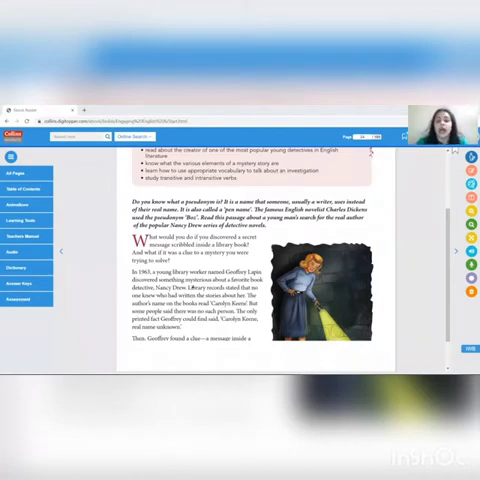Okay, so I repeat, in 1963, a young library worker named Geoffrey Lupin discovered something mysterious about a favorite book detective, Nancy Drew. Library records stated that no one knew who had written the story about her. He had gone through the library records and could not find who had actually written that series, because whoever the writer is, maybe using his real name or a pseudonym or a pen name, they put that name there, no? But here there was no clue who had written Nancy Drew.